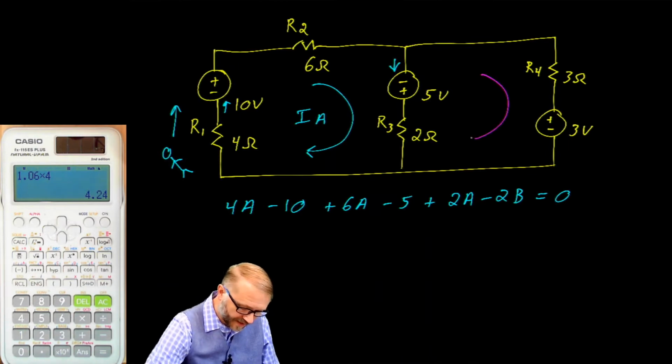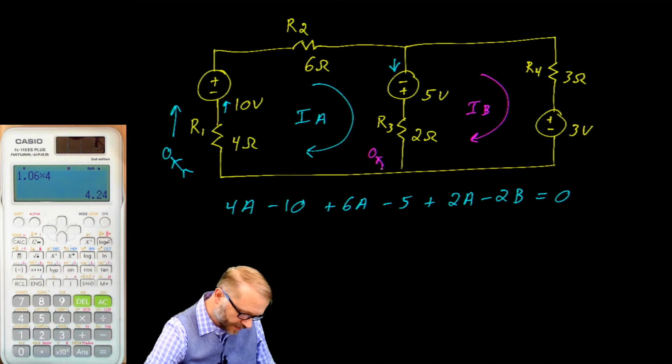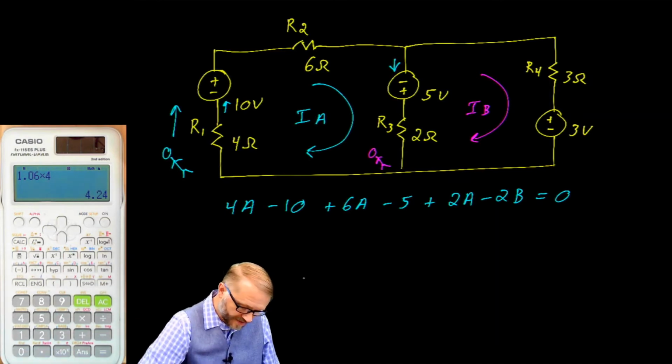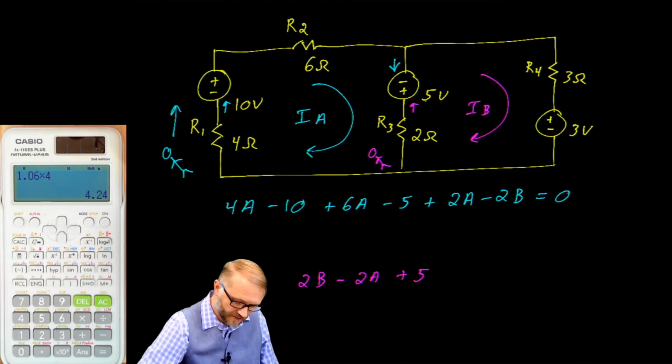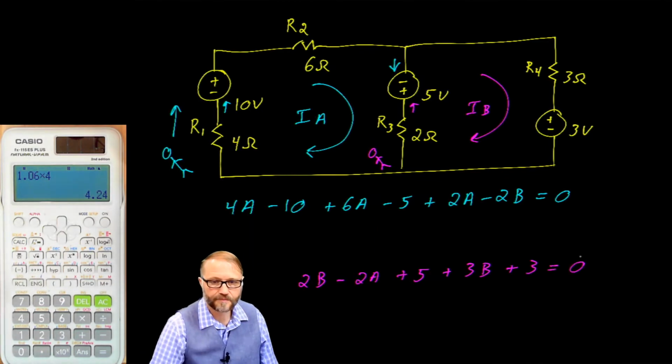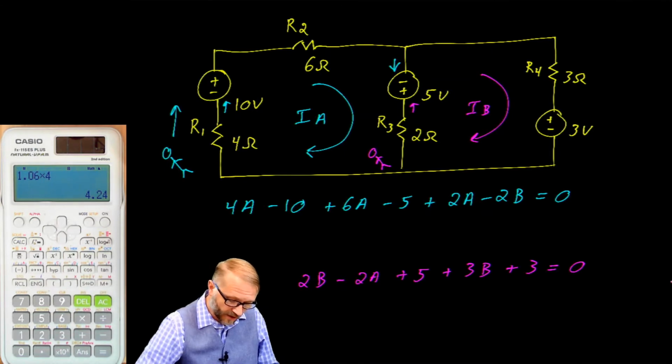We establish the second loop, call that current B, and we will walk around the loop. We would say 2B minus 2A plus 5, because now we're entering on the positive terminal, plus 3B plus 3 is equal to 0. If this was a quiz or an exam and I'd asked you to set up but not solve or simplify, this is where you would stop, right? Everything is there. All the equations are set up. From this point forward, it's just math.